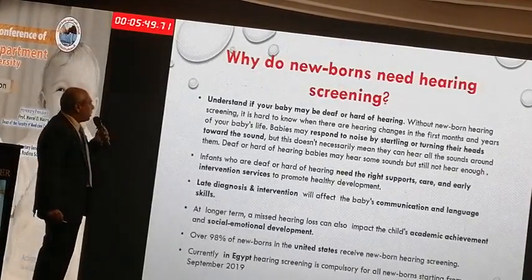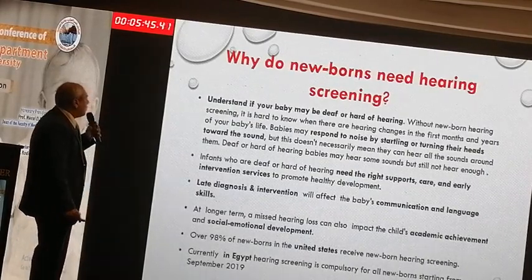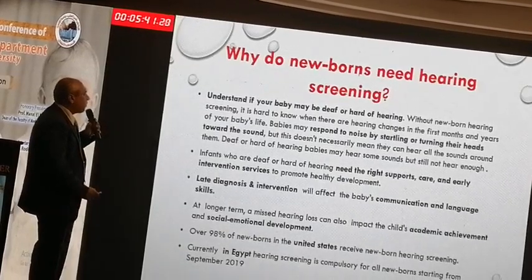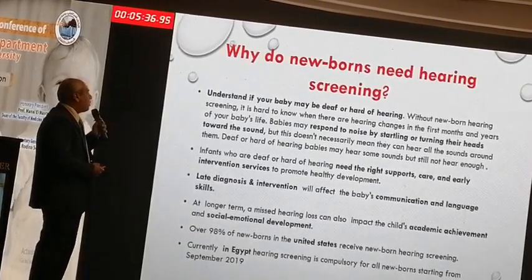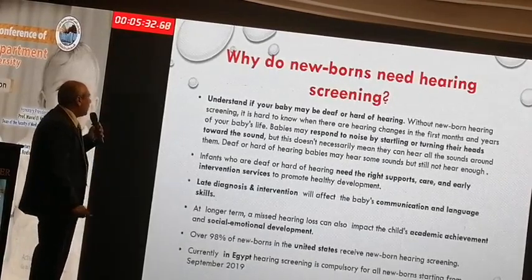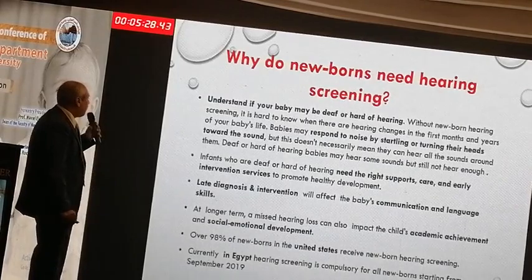Why do we need hearing screening for the newborns? Without hearing screening for the newborn, it might be hard to know when there are hearing changes in the first month or years of the baby's life. Sometimes babies respond to noise by startling or turning their heads, but this doesn't necessarily mean they can hear all the sounds around them. They might hear some sounds, but not enough.